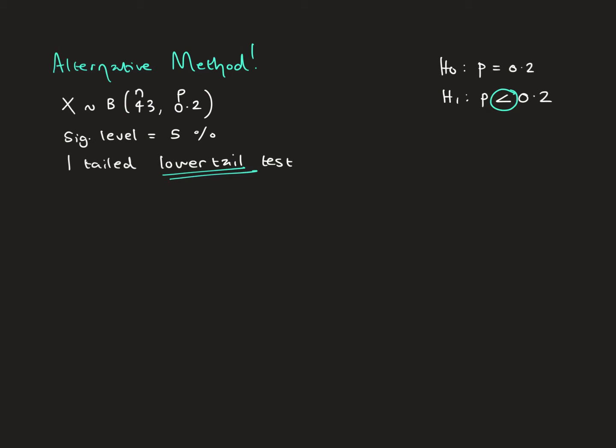Now, let's think about the critical region. So I would say that a value, let's call it k, is critical if the probability that x is less than or equal to k is smaller than the significance level for the test, which is of course 5%. So any value k that satisfies this will end up being what we call a critical value, which will lead to a significant result. So what we can then do is use the calculator to identify critical values.